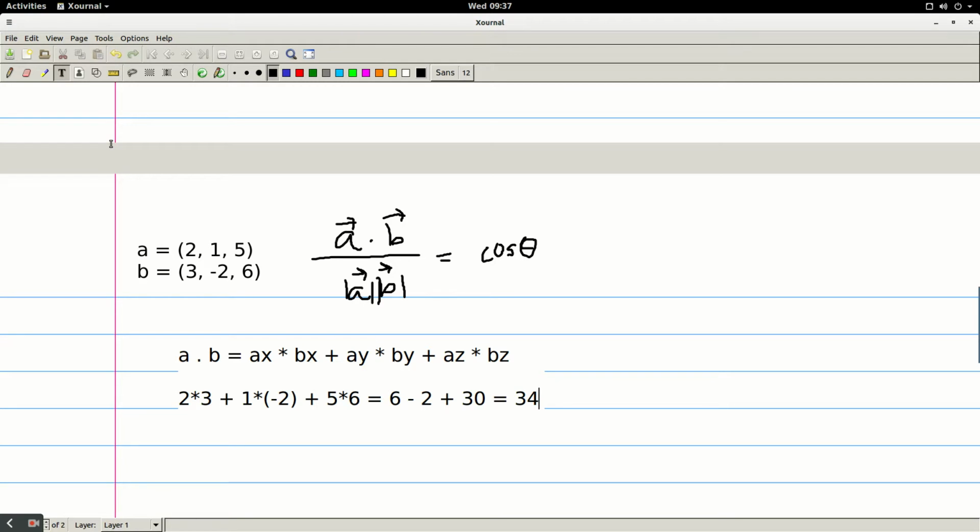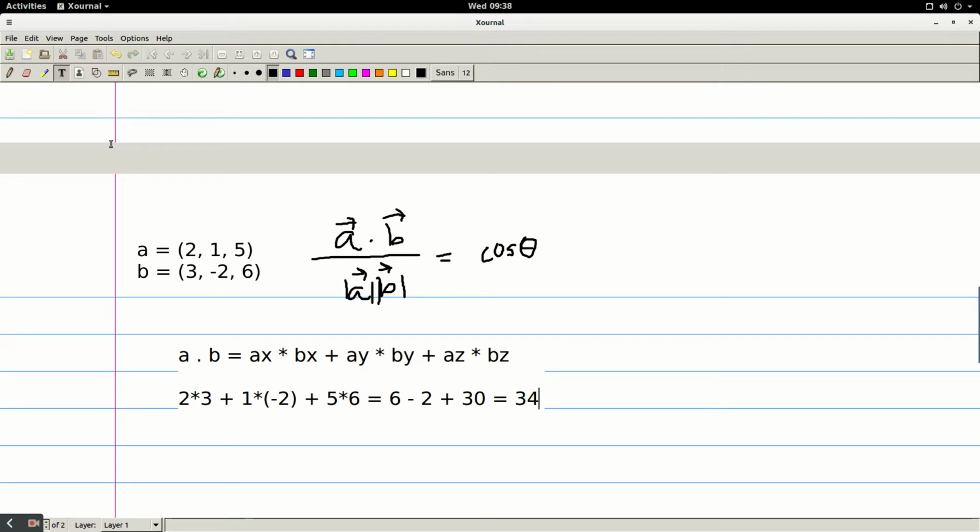Is this thing clear? Calculating the dot product is really very easy. You go for all these components, multiply the components individually, add them up, however many components there are. So this is 3D vectors, that's why we do it in this way. If it were 10D vectors, no big deal. You do it 10 different times, you add the results. Okay. So now we know this part.